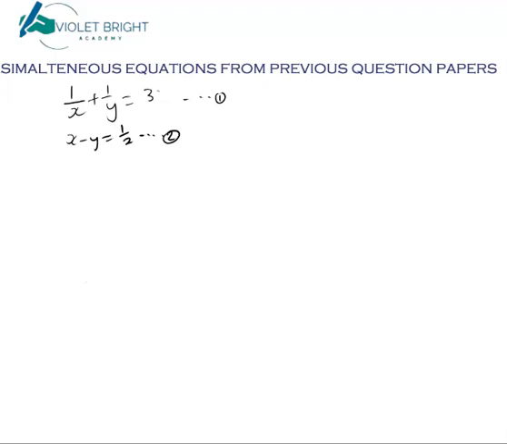So let's proceed. Here, we are given the first equation as a fraction: 1 over x plus 1 over y equals 3. It's the first equation. The second equation is x minus y equals half. So now, what to do? Remember the first step in the previous example? You still repeat the same step.